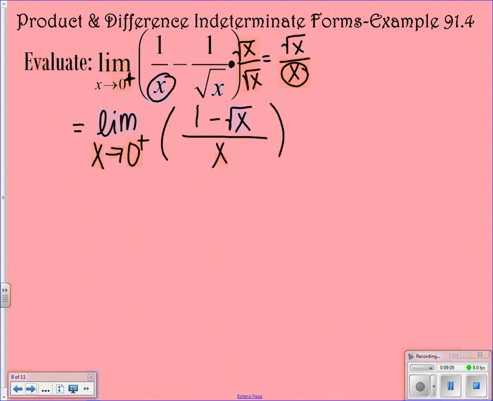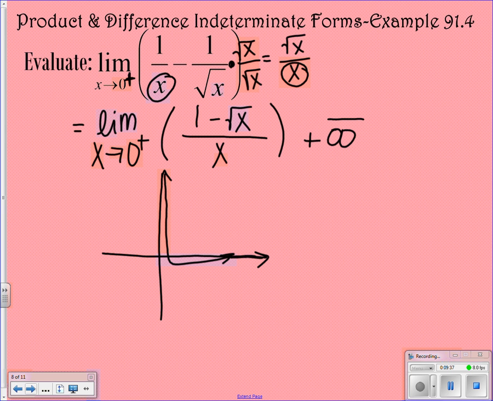So 1 over 0 isn't going to be very helpful, but let's look at the graph. If you graph this on your calculator, it's going to do something like this. And so what is it approaching? It just is going to keep going this way, and it's going to approach a positive infinity. And so that's going to be what this is going to be evaluated as.